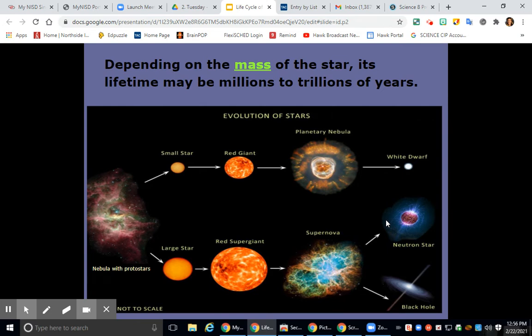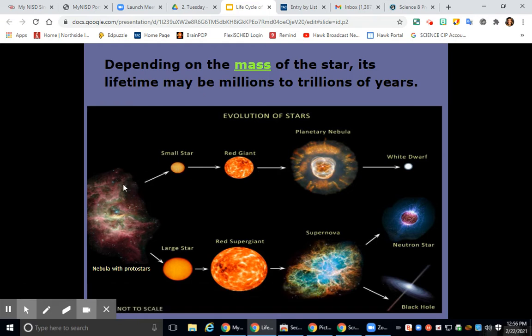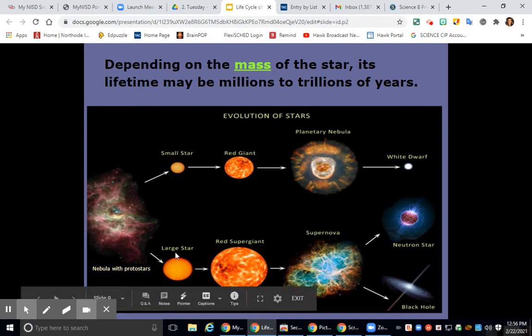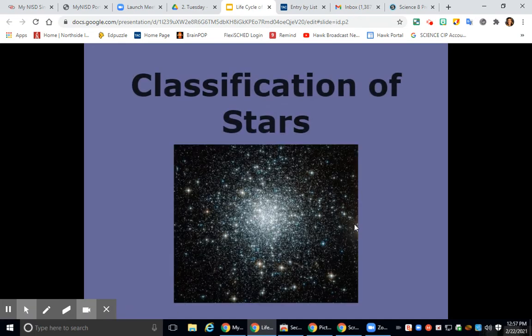Depending on the mass of the star, its lifetime may be millions to trillions of years. So all stars start in a nebula, and either they can have the fate of our sun, so these are small to medium stars, or if the star is a larger star, this is the fate. As a star gets older, its energy decreases. The star eventually will no longer have enough hydrogen or helium to continue to radiate.